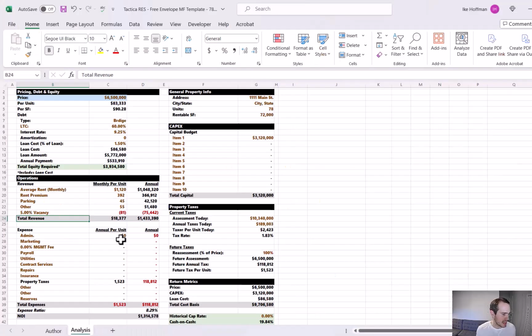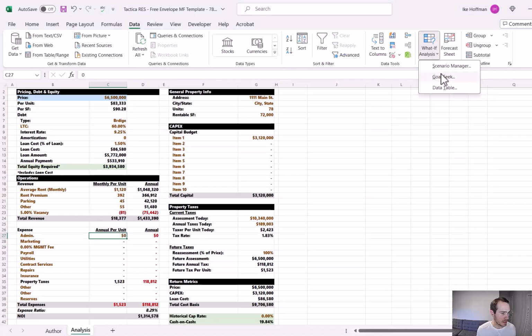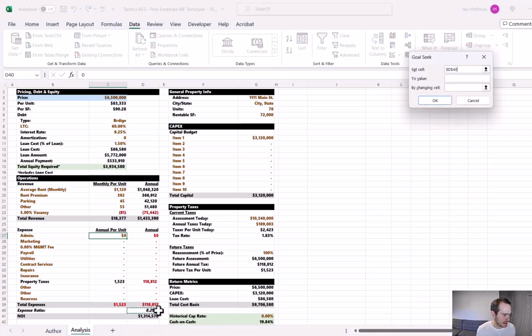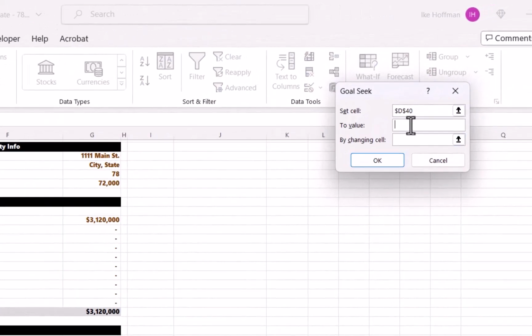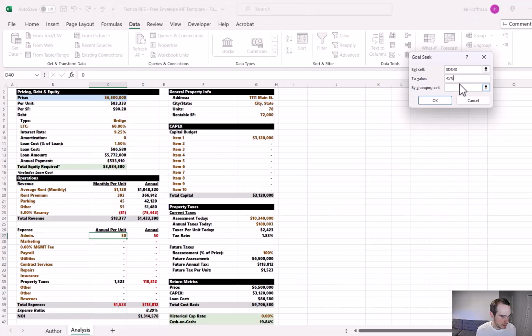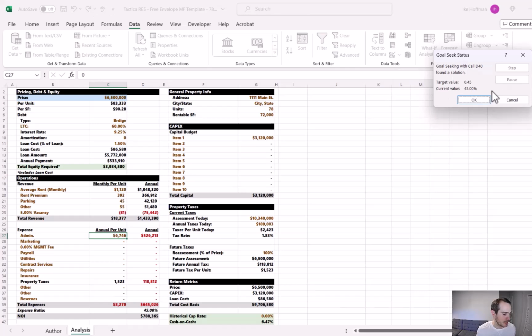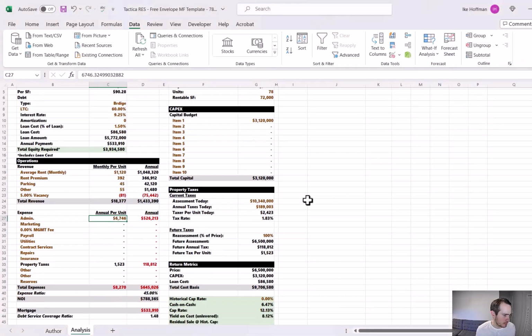On the expense side, I'm not going to put a ton of thought into all these individual line items. I'll use Excel's goal seek function, and we want to set the expense ratio to 45% by changing, and we'll just use the admin line to save time. So once we've completed that, we have a functioning pro forma.